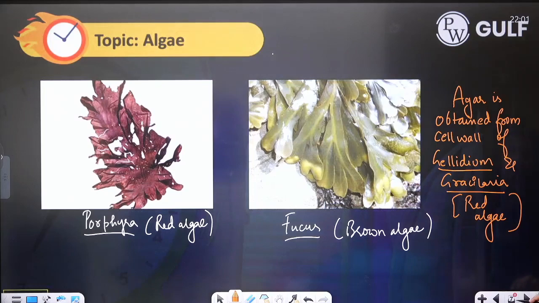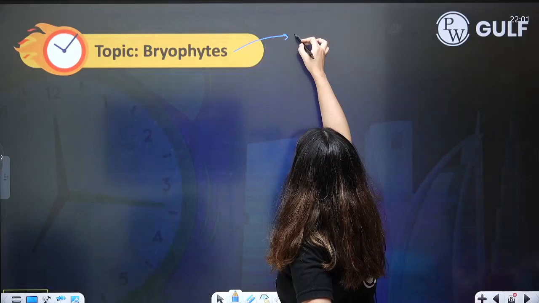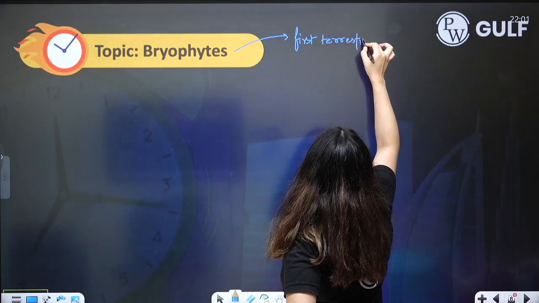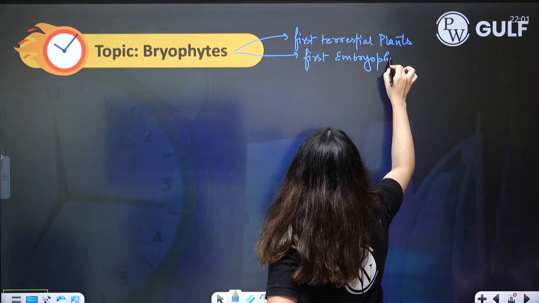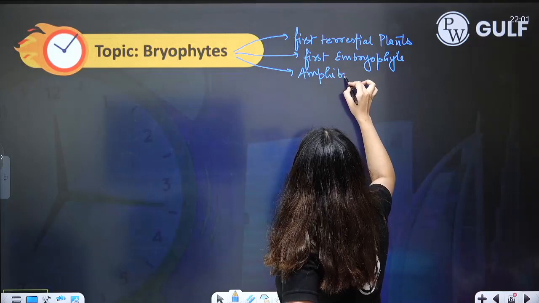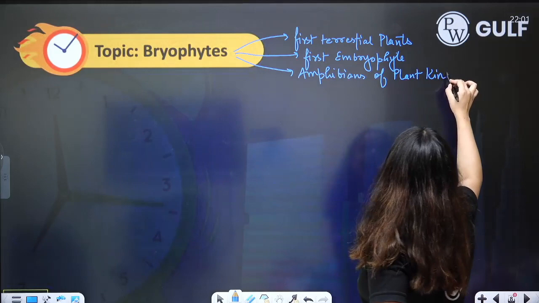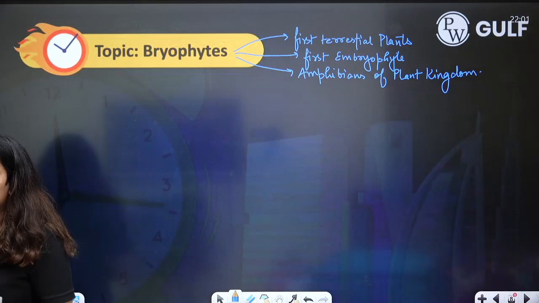Now we'll start with bryophytes. What are bryophytes, beta? Bryophytes were the first terrestrial plants. They were the first plants that lived on land. They were the first embryophytes, the first plants to form an embryo. They are known as amphibians of the plant kingdom because they require water for sexual reproduction. They live on land, but still they require water for sexual reproduction. That's why they are known as amphibians of the plant kingdom.